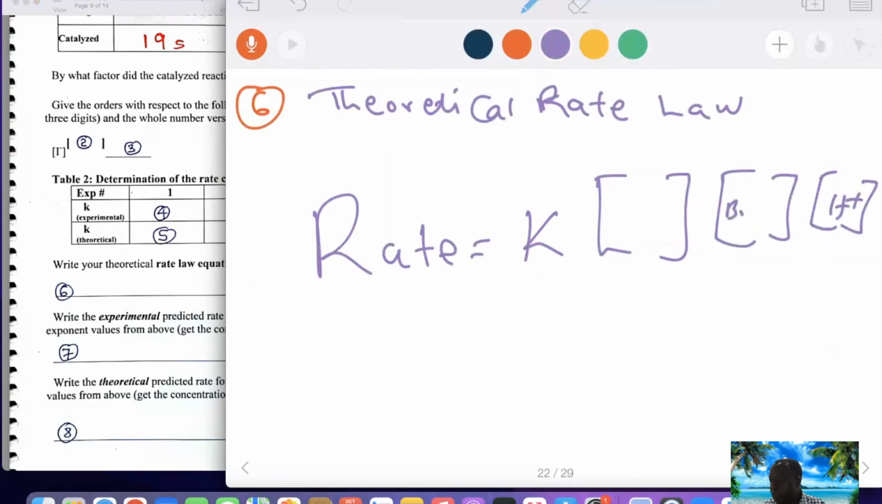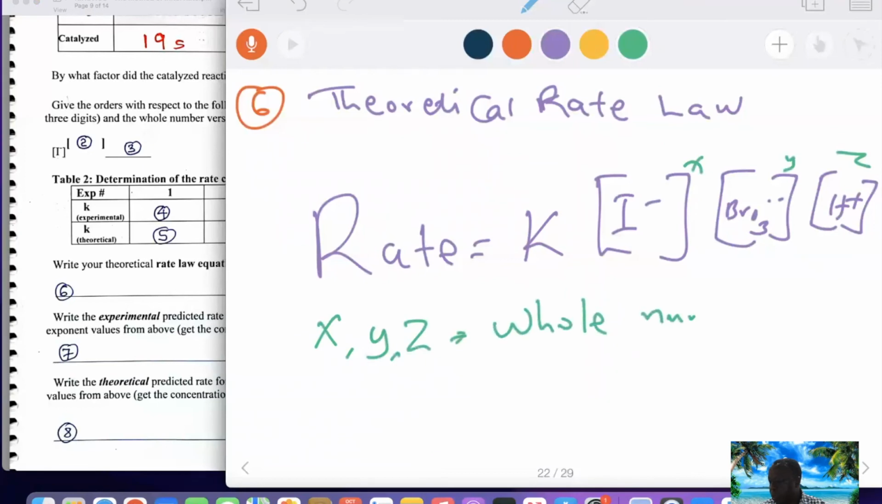Positive, there is PRO, negative, and then I negative. So you'll use all numbers for X, Y, and Z. These are X, Y, Z. Use all numbers. Write your rate law.